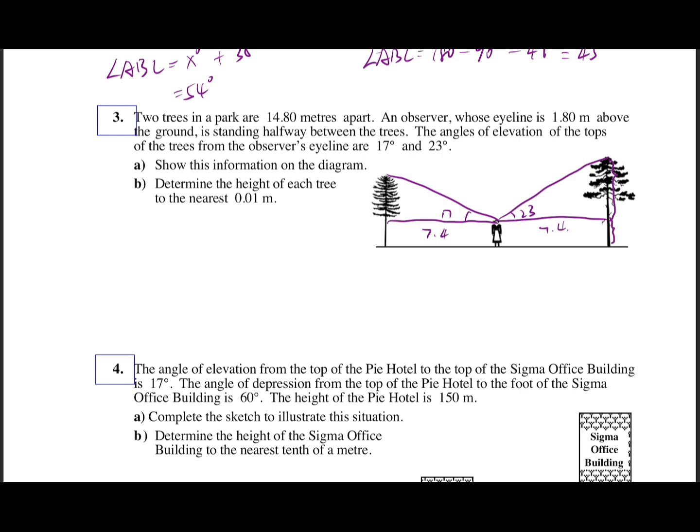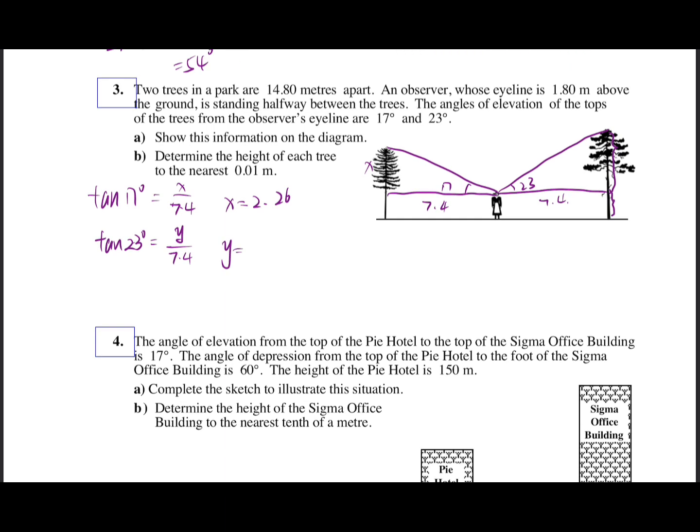Okay? So the first one is tangent 17 equals, we see this is x, and x divided by 7.4, so x is 2.6. And then tangent 23 equals y divided by 7.4, and for this part y is 3.14. And then one tree is x plus 1.8 equals 4.06, and the other one is y plus 1.8, which is 4.94.